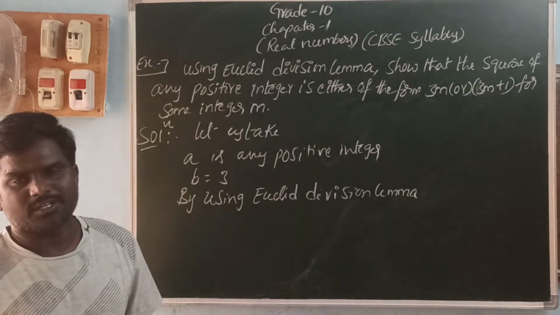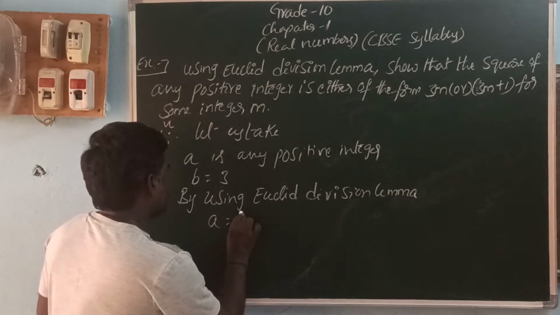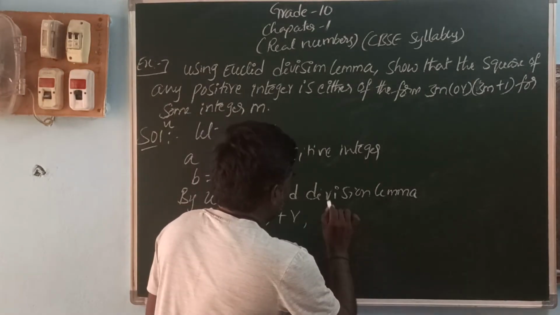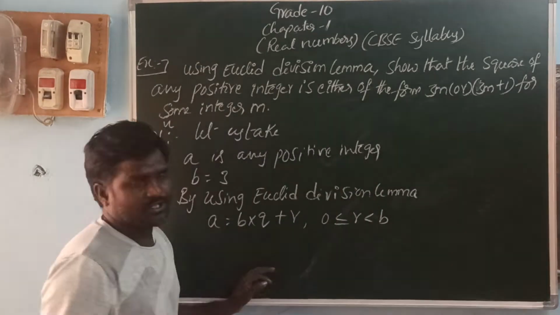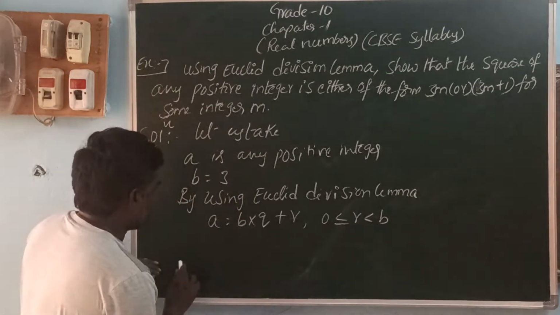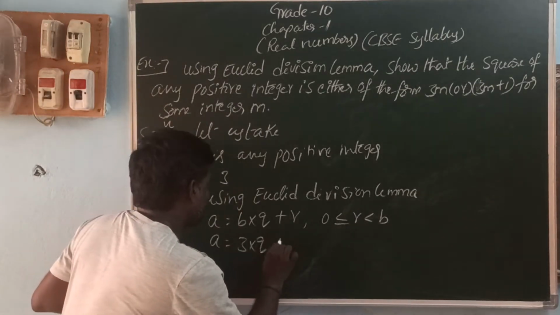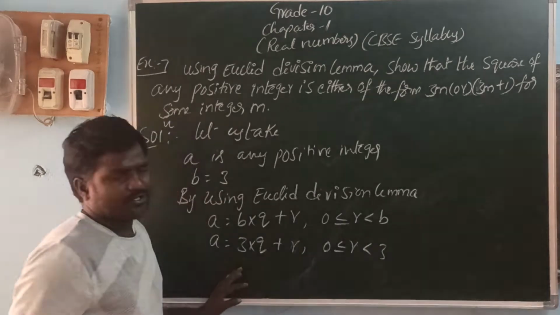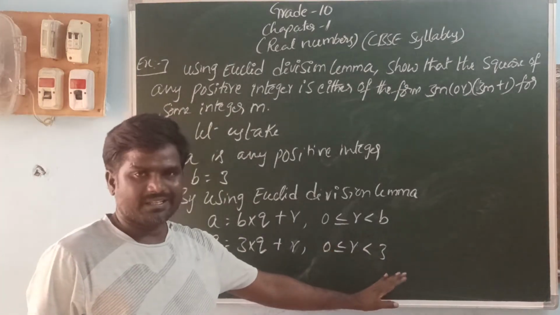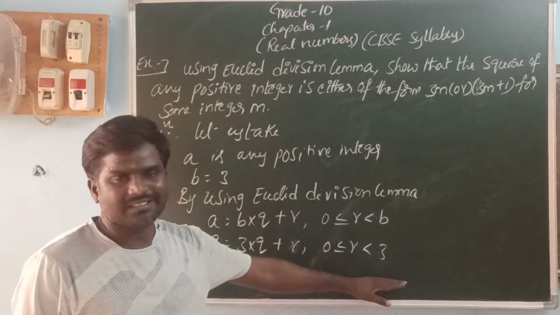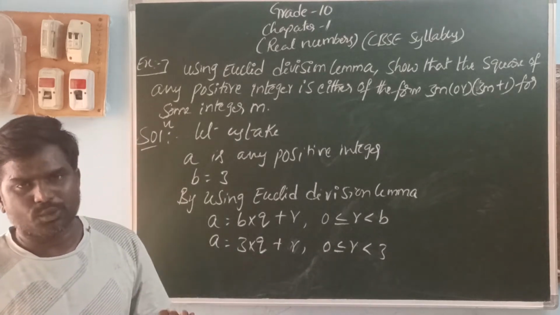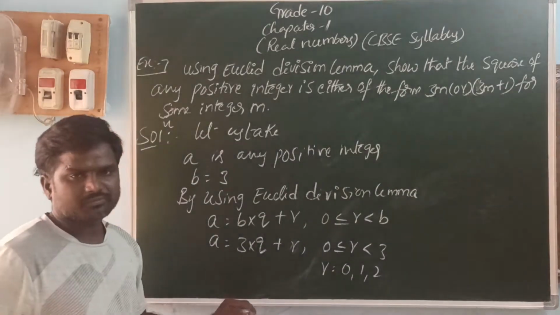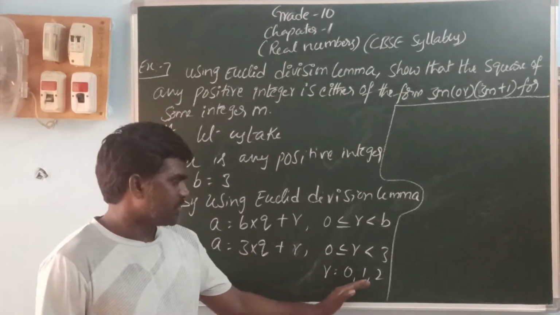Dividend is equal to divisor into quotient plus remainder: a equals b into q plus r. The remainder condition is 0 less than or equal to r, less than the divisor. Here the divisor is 3, so a equals 3q plus r, where 0 is less than or equal to r, less than 3. So the remainder is between 0 and 3. What are the values? The remainder r is 0, 1, 2.